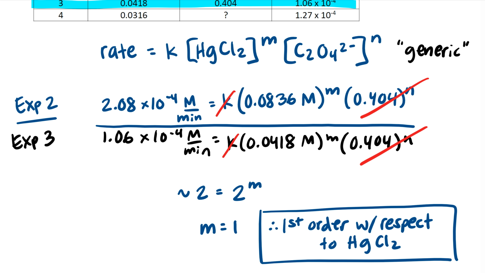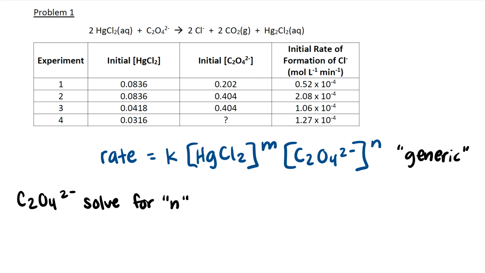Now we're going to go about solving for n, the order of the oxalate ion, in the same way. Examine your data table, pick 2 experiments in which the oxalate is changing, but the mercury chloride is not. Alrighty, looking back here at our data, I'm going to pick 2 experiments in which oxalate is changing, but the mercury chloride is not, and that's going to be experiment 1 and experiment number 2. So we're going to do the same thing. I'm going to divide the larger values by the smaller values. So I'm going to take experiment 2 and divide it by experiment number 1.